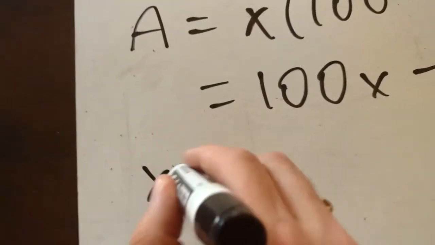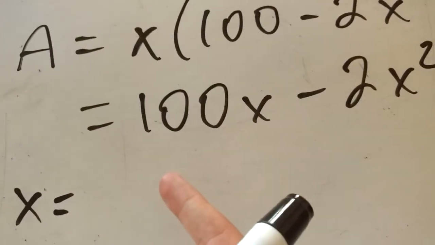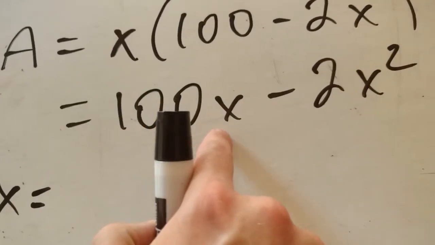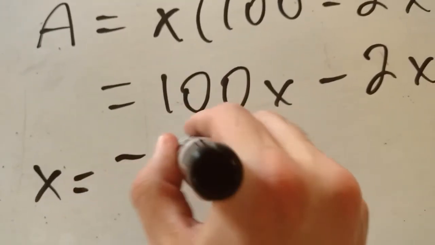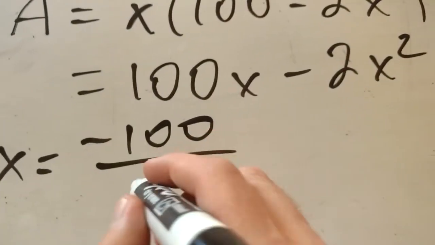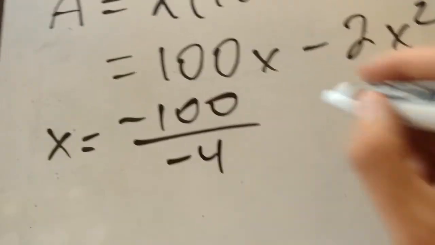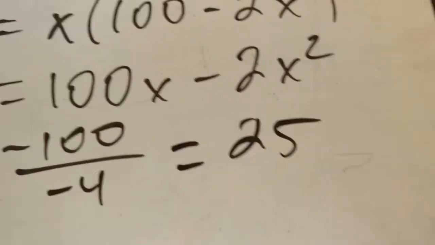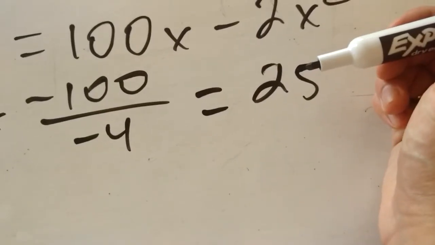So it's going to be x equals negative b. Well, b is going to be 100 in this case. Remember, b is the number in front of the x. So it's going to be negative 100 over 2 times a. Well, a is negative 2, so 2 times negative 2 is negative 4. 100 divided by negative 4 is going to be 25. That's going to be the x value of what we got here.